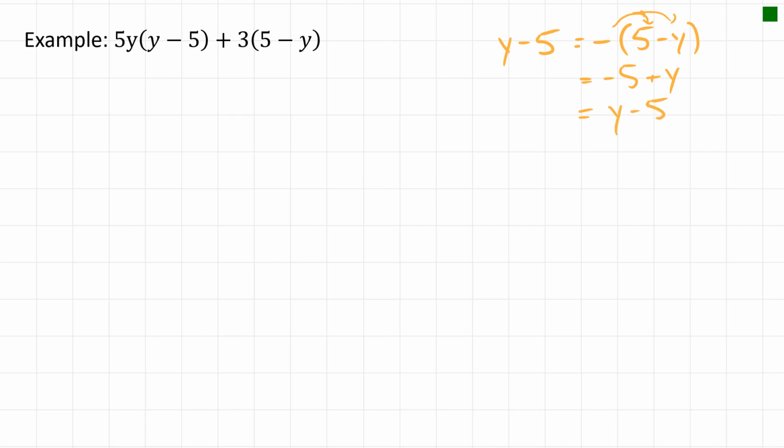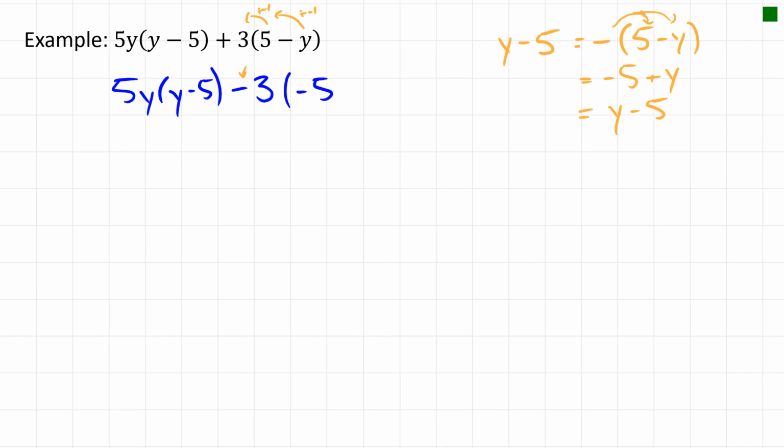So if you see brackets that are opposite of each other by a sign, what we're going to do is factor out a negative 1. So imagine dividing each term by negative 1, and then we bring it out front. So I have 5y times y minus 5, that's the first term. And then I pull that negative 1 out, and so it turns my second term into negative 3. So that's where the negative 1 went. It went into turning positive 3 into negative 3.